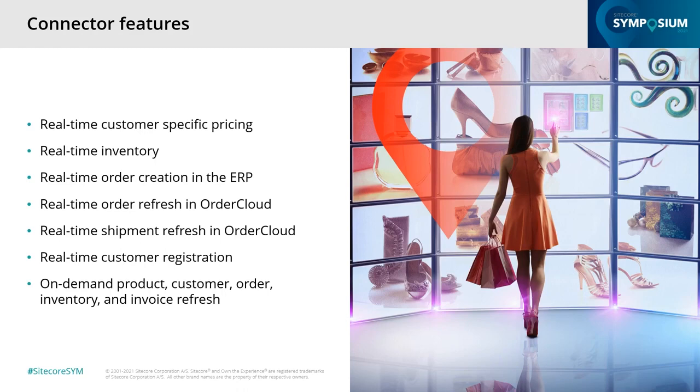Some data like product, customer, invoice, etc. don't change frequently, and making use of periodic refresh makes sense. The connector provides scheduled batch refresh using Azure Web Jobs. These jobs can be used to periodically sync data from Infor CSD to OrderCloud.